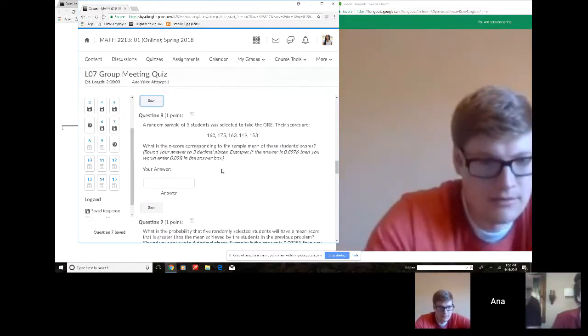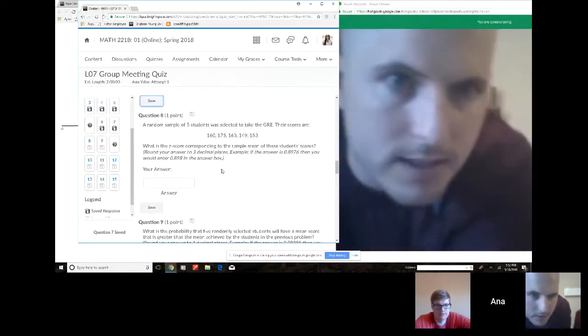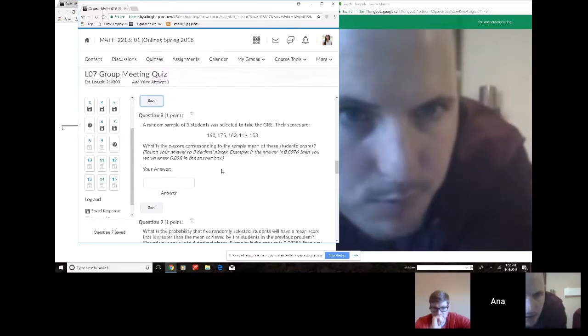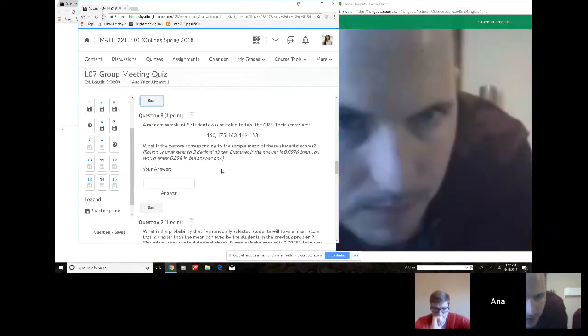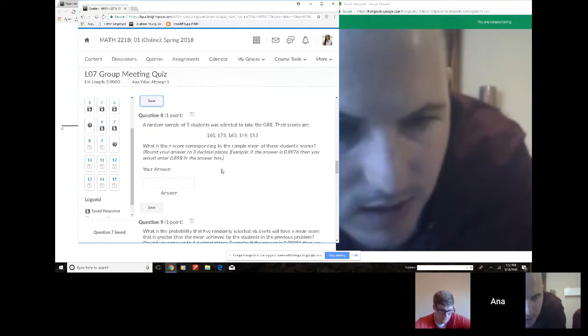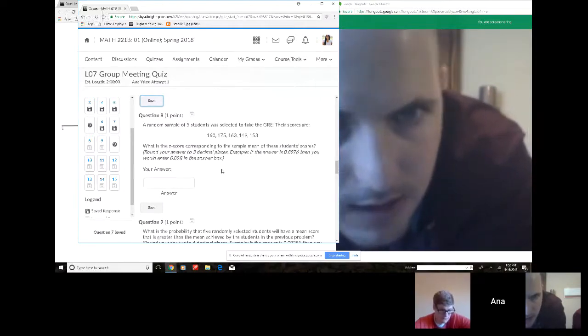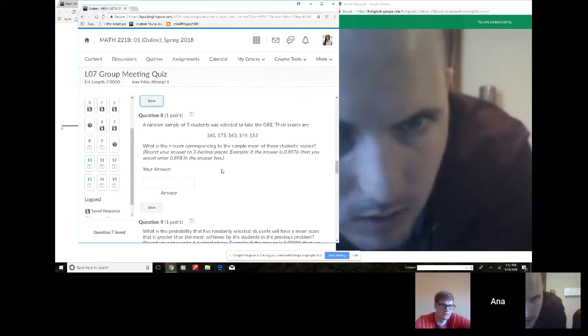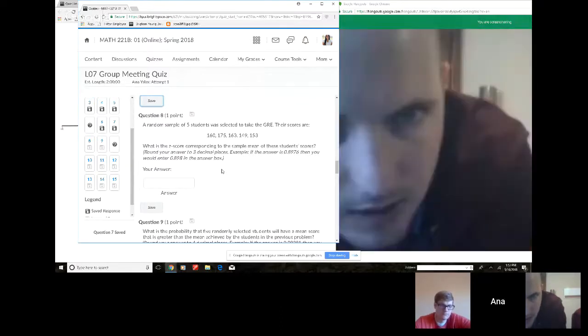So what you do with this one, because you have 5 samples and you want to find the z-score, is you can't use the standard deviation of the population. You have to use the standard deviation of the sample size that you picked. To find that, first you need the sample mean. So you add those 5 numbers, which is 160. Okay, so you have that.